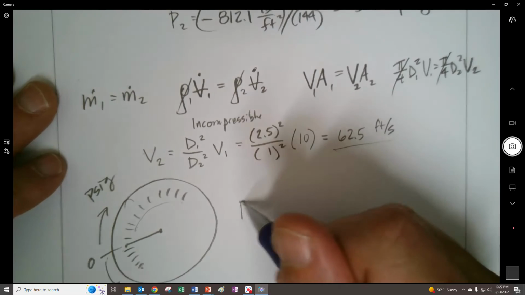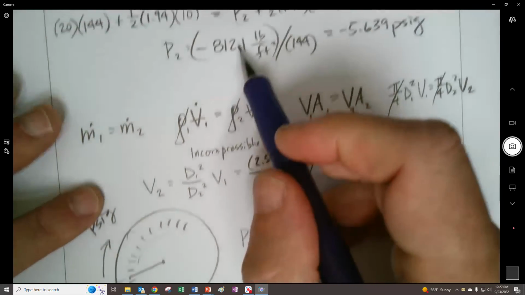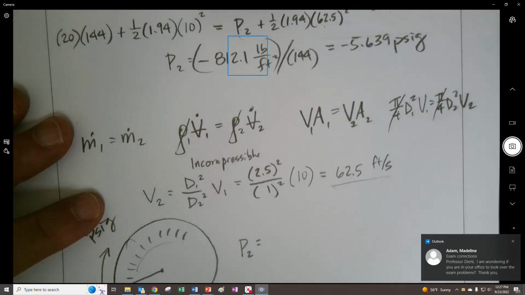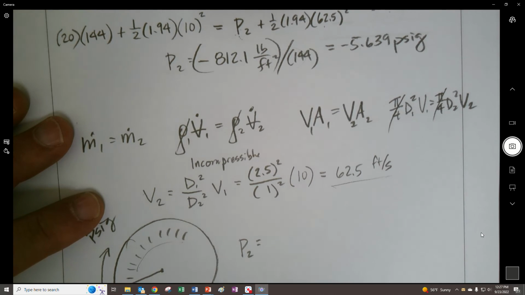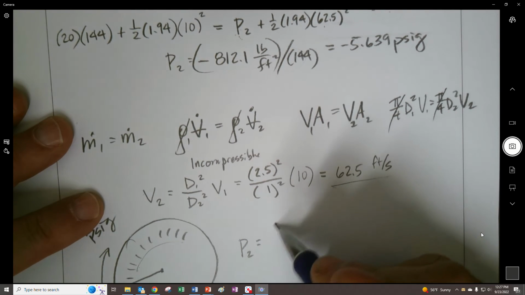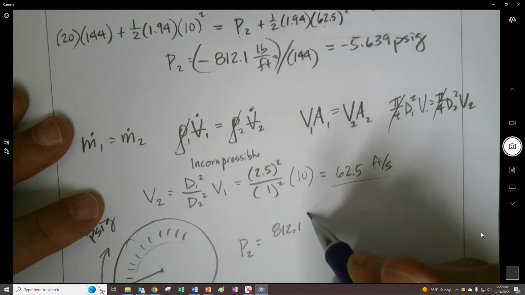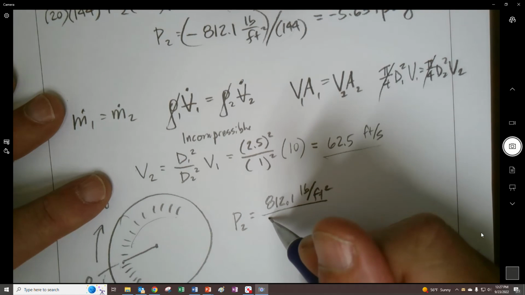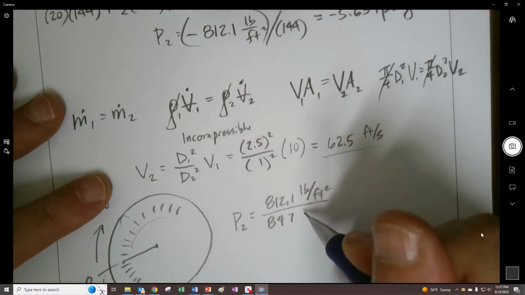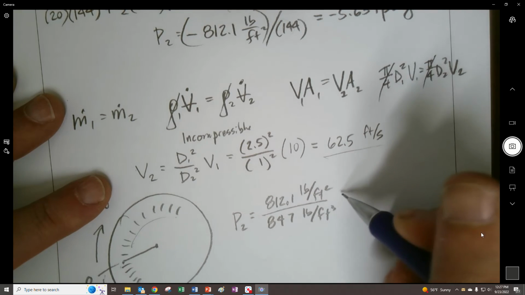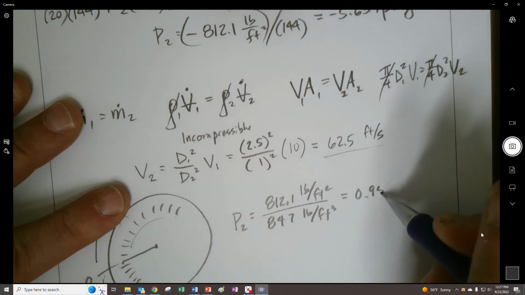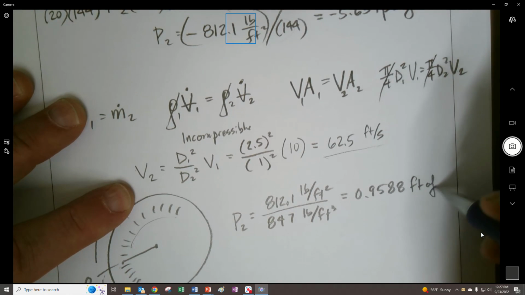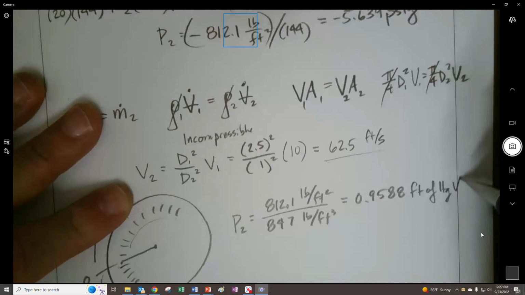The easiest way for me to do this is to let's look at this. This is the amount of vacuum. Let's see. I have a student waiting, so I have to finish this up. I'll take 812.1 pounds per square foot, and I'll divide it by the specific weight of mercury, 847 pounds per cubic foot, which ends up going 0.9588. And what this ends up being is feet of mercury, but vacuum.